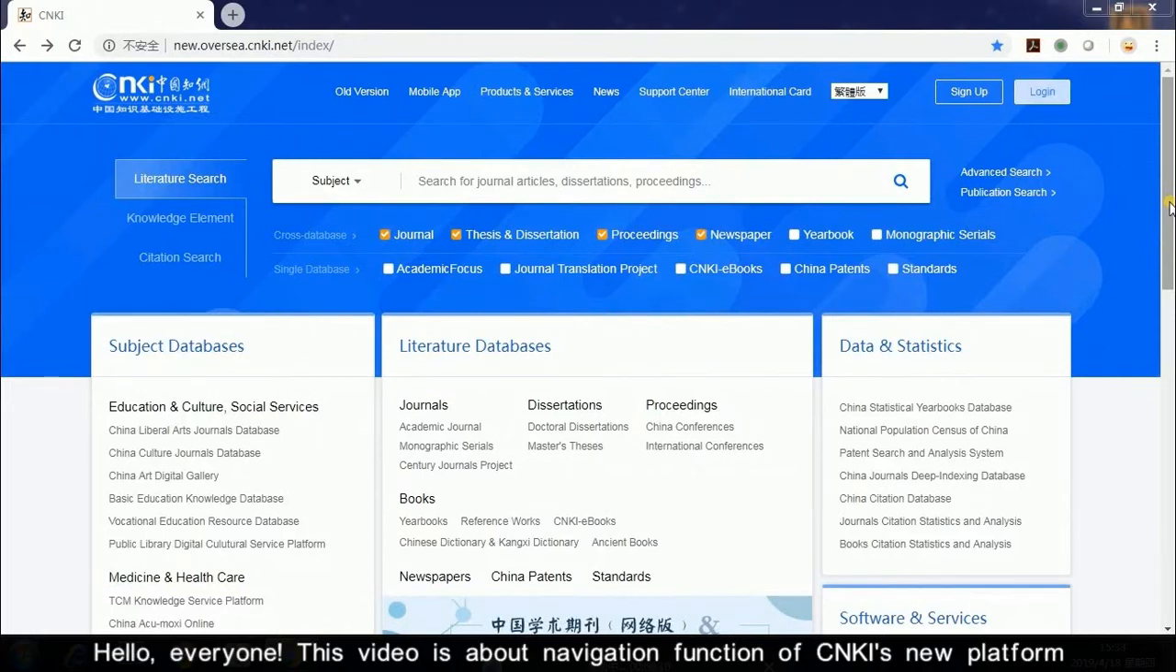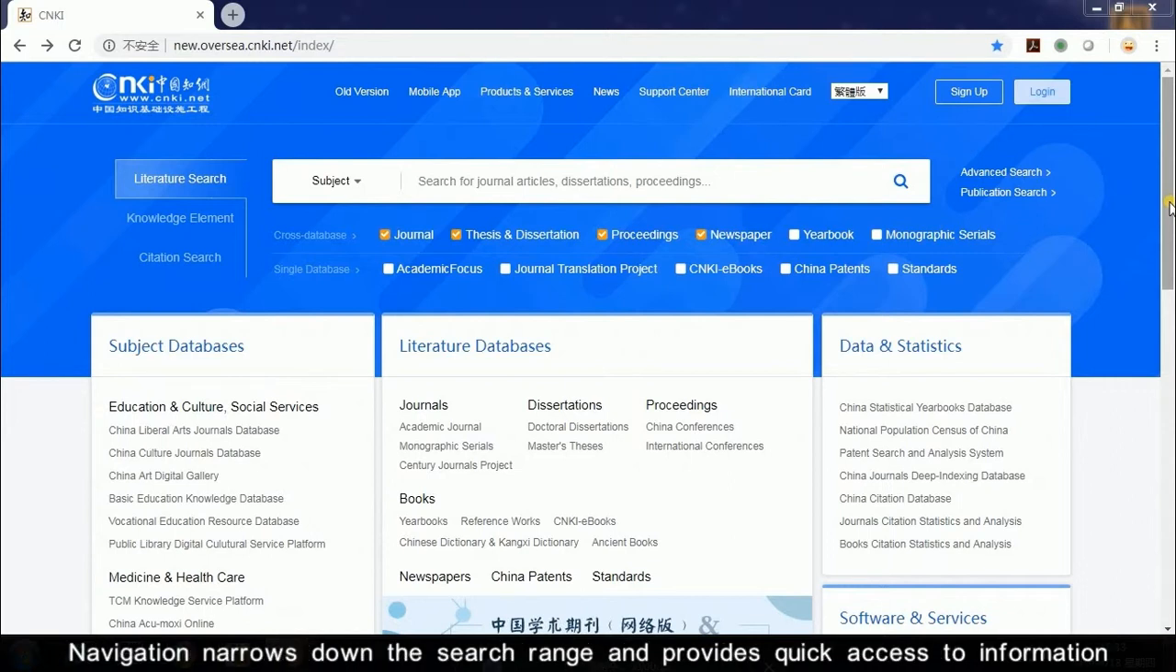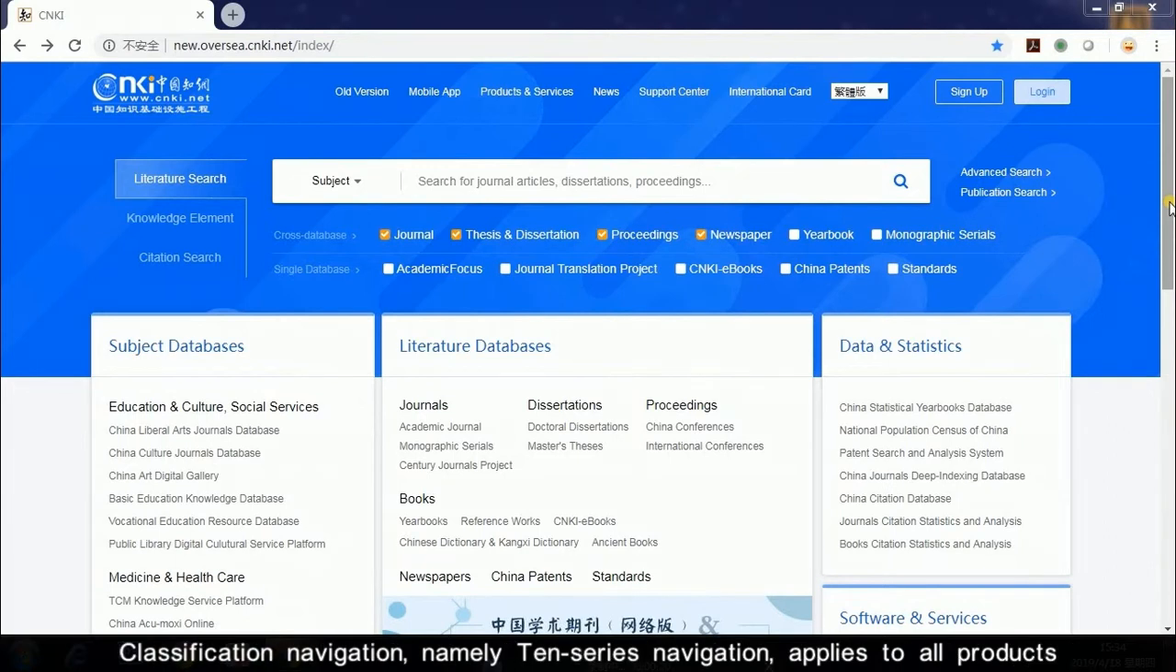Hello everyone, this video is about the navigation function of CNKI's new platform. Navigation narrows down the search range and provides quick access to information. Classification navigation, namely 10 series navigation, applies to all products.